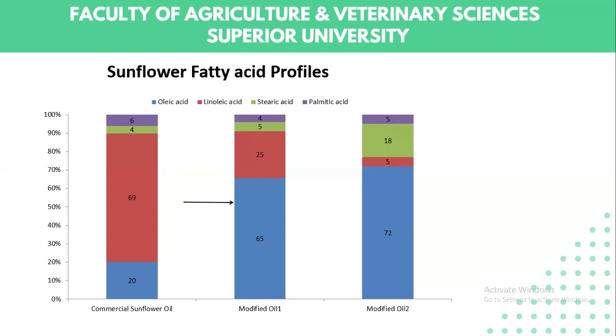The oleic acid can be improved through breeding, and we can have two kinds of sunflower oil. One would be mid oleic, which contains 50 to 60% oleic acid. Another kind is high oleic acid, which has more than 70 or 80% oleic acid.